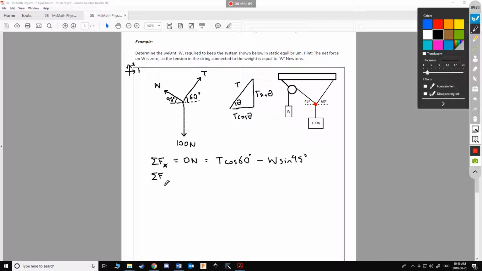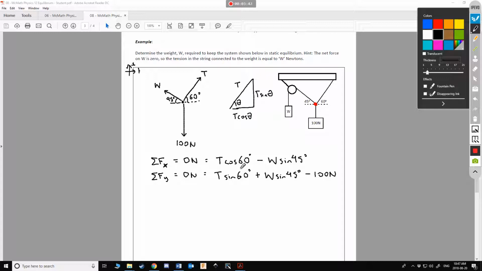Now if we write an equation for the y direction, looking up, that's T sine 60 degrees. Be careful though, there's actually two forces in the upwards direction. Both the T and the W are supporting the y direction. So plus W sine 45 degrees, minus 100. Those are the two forces going upwards, and they are supporting this 100 Newton mass.